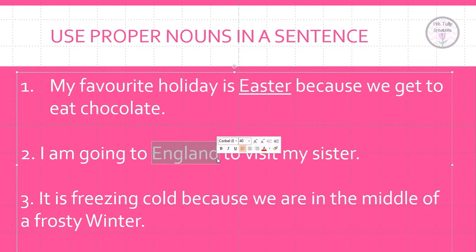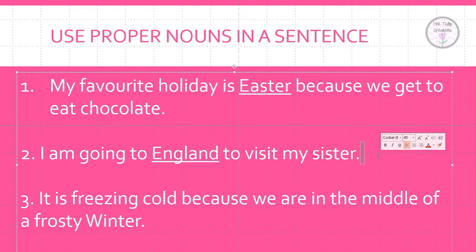The second sentence, I am going to England to visit my sister. England is the proper noun in this sentence. Some people might get confused and think sister is the proper noun, but I didn't say her name. So it is not a proper noun. It is quite general and it is a common noun.